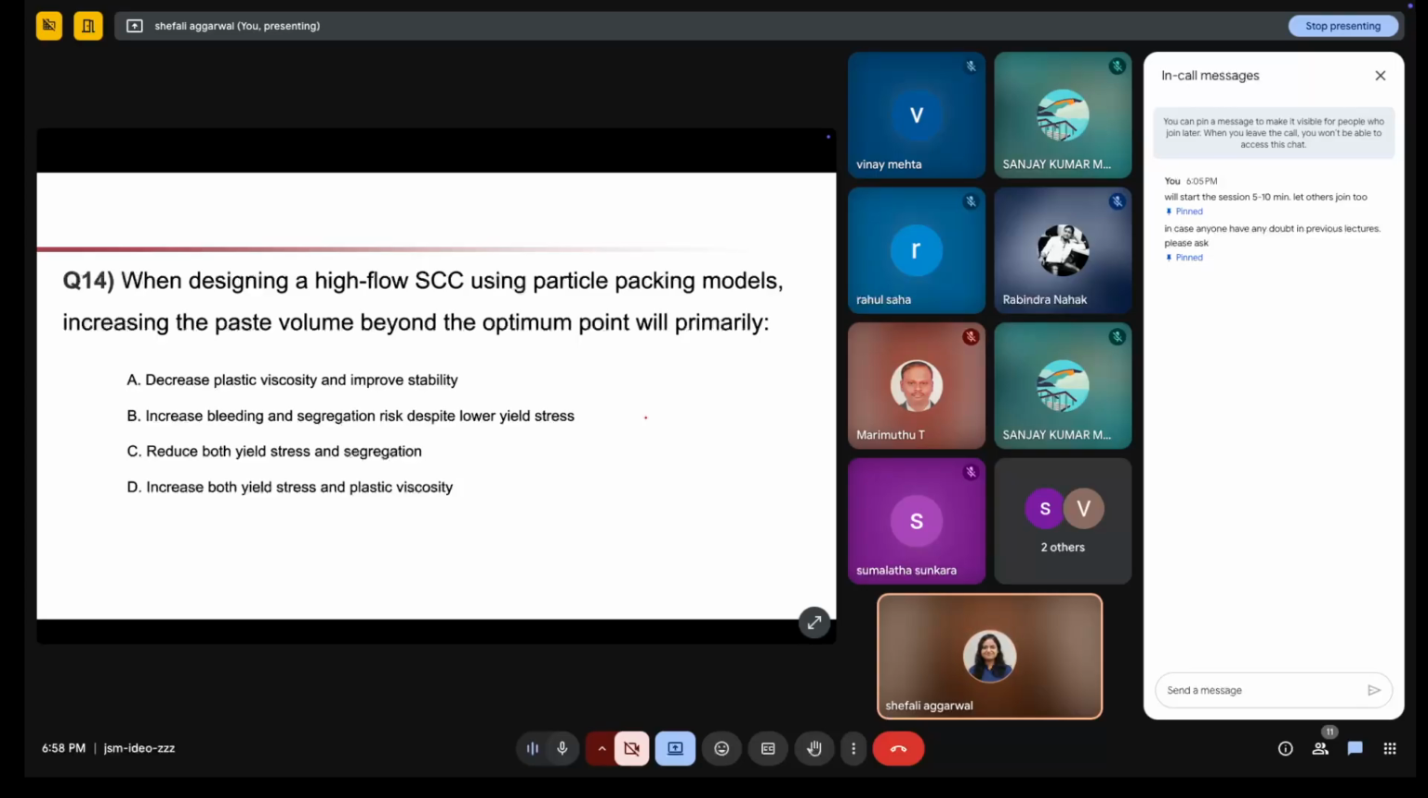Any idea? If we are increasing our paste volume, we have seen those two graphs, if you remember. Increase bleeding and segregation and low yield stress. Correct. So if we are increasing our paste content, it is becoming more viscous. Your concrete will become more viscous and stiffer. So it will increase the bleeding problem in your system.